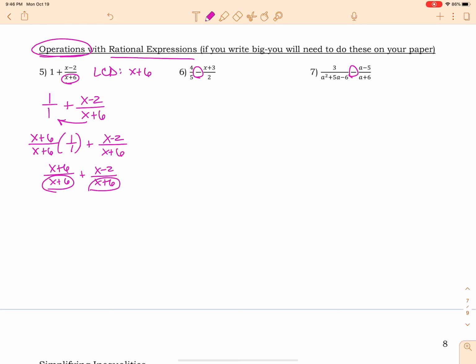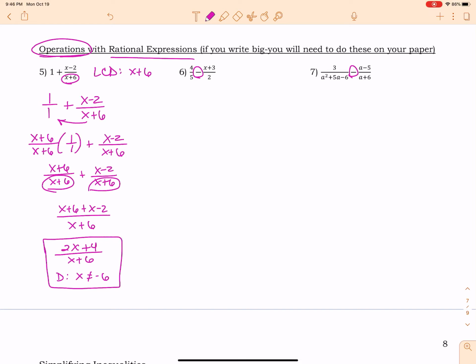Once my denominators are the same, I can write this as a single fraction. So I've got x plus 6 plus x minus 2. I'm going to combine like terms up here. And of course, my domain restriction: x can't be negative 6. Awesome. Okay, we're going to do the same thing in number 6.